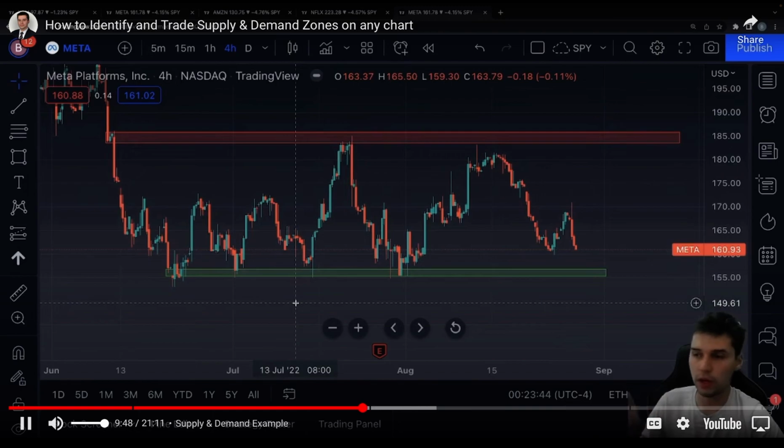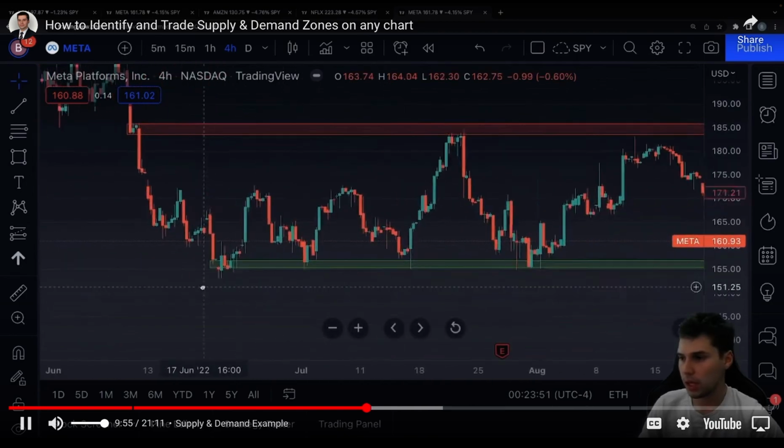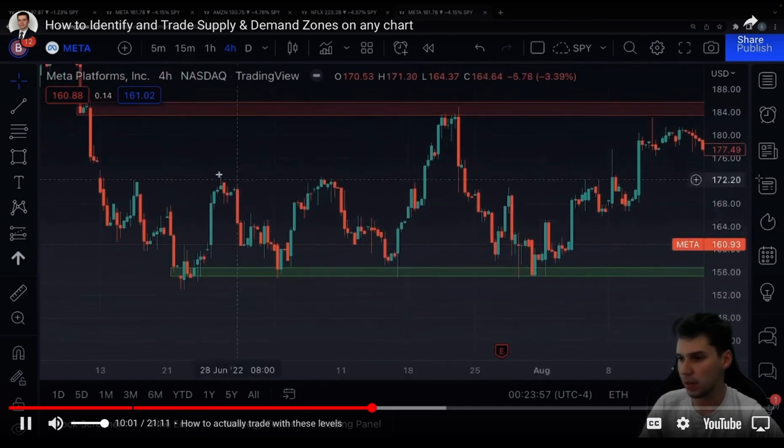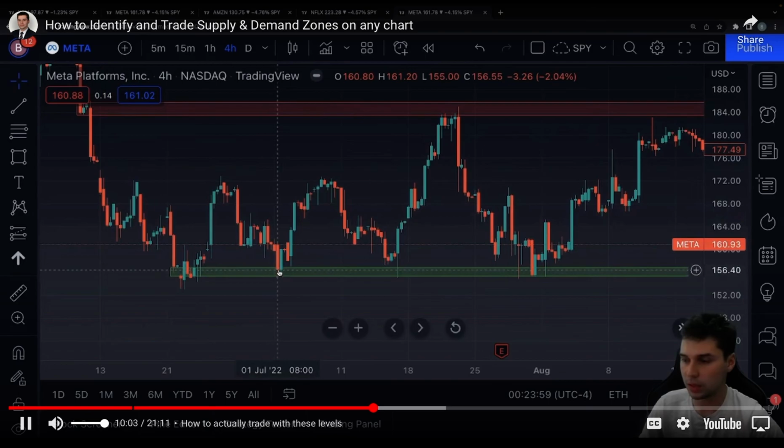I think, okay, very cool. You can identify supply and demand on a chart. How the hell would you actually trade it? Okay, so let's show you. So here, if you had drawn the demand zone here, right? You would have seen that we bounced off of it once. You could have longed it literally into the zone.